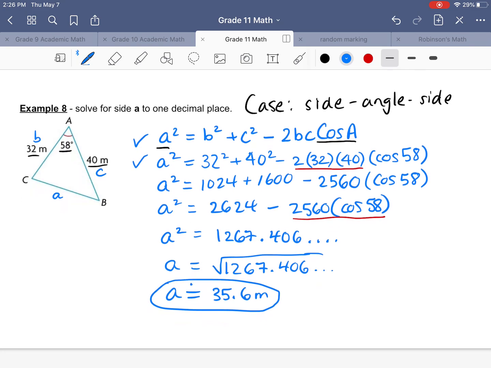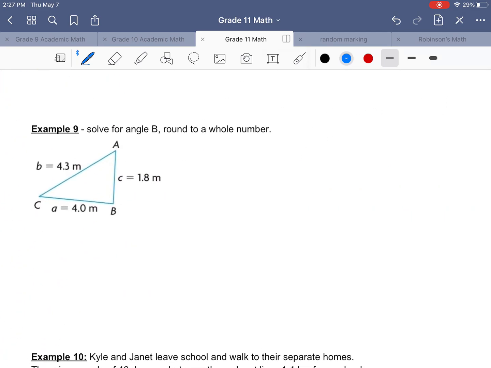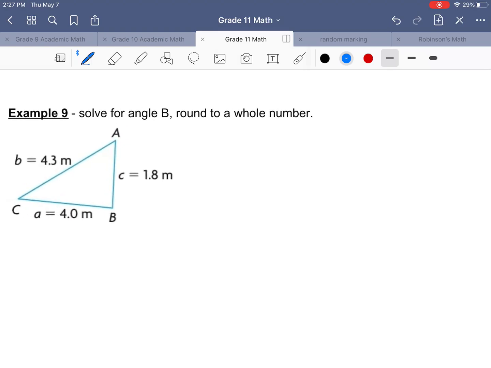Let's do one last example. Okay, so we're going to do example 9. So if I can zoom in here. So in example 9, we are going to be solving for angle B and rounding to a whole number. So on our diagram here, we have all of the sides and angles already labeled. We don't know any of the angles, so truthfully, using this information here, we could solve for any angle, but we're just going to start off by solving for one.